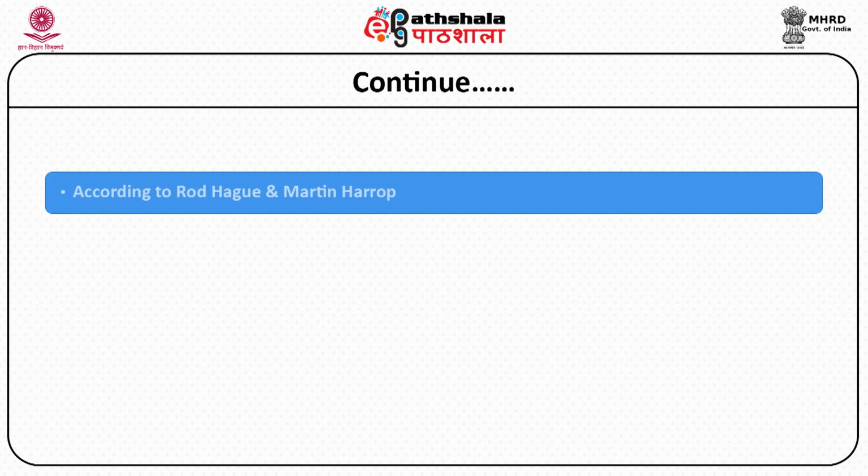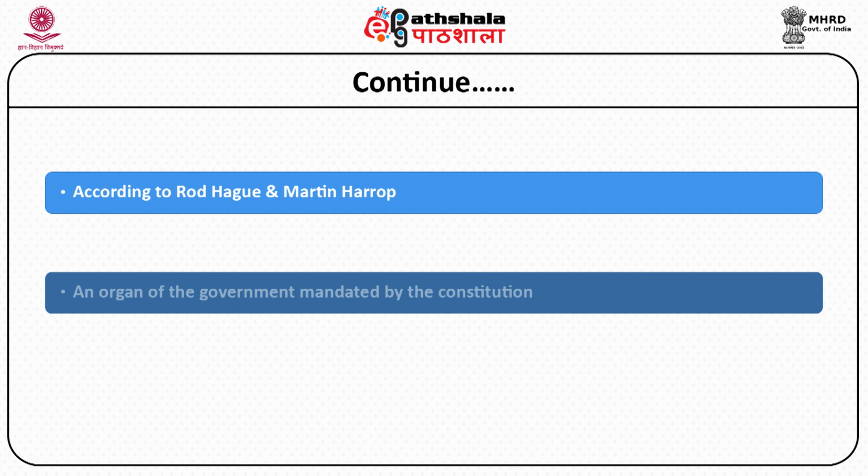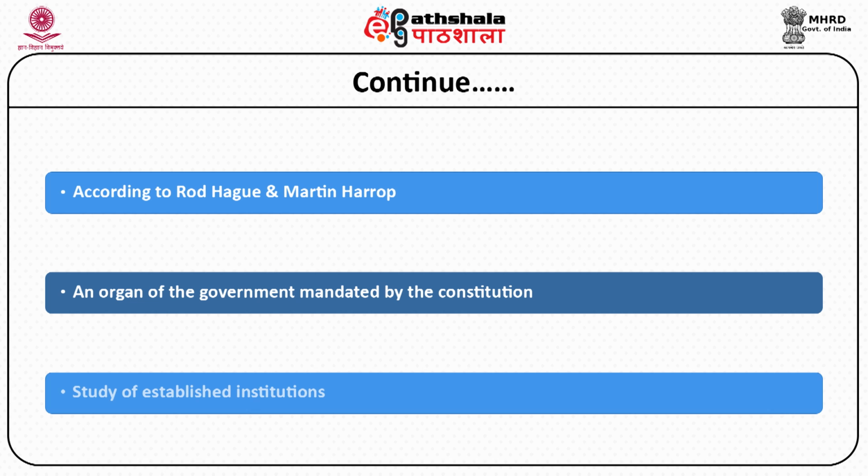Now, according to Rod Haig and Martin Harrop, an institution is an organ of the government which is mandated by the constitution of the country. Now, the constitution of a country is a holy book according to which the political system is run. The government, the opposition, the various political parties have to adhere to the writ, to the orders, to the mandate given by the constitution. So, an institution is a formal body which is recognized by the government.